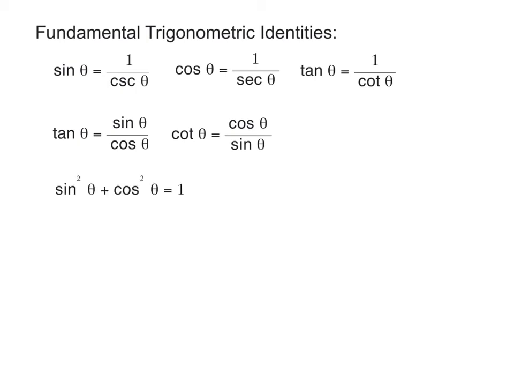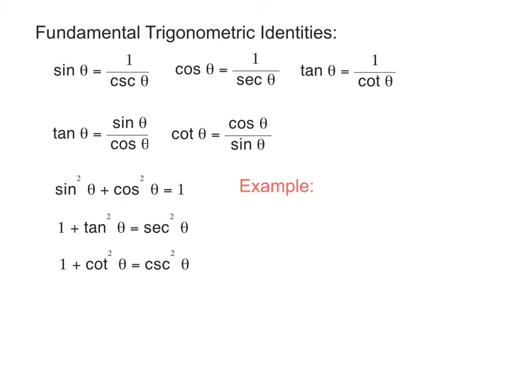Now the first of the Pythagorean identities says sine squared theta plus cosine squared theta equals 1. It's almost like the Pythagorean theorem, a squared plus b squared equals c squared. So in this case, sine squared theta plus cosine squared theta is equal to 1. The second of these identities is 1 plus tangent squared theta is equal to secant squared theta. And finally, the last of the Pythagorean identities, 1 plus cotangent squared theta is equal to cosecant squared theta.